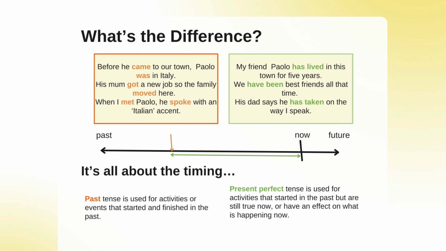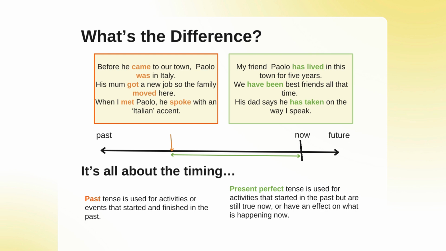When I met Paolo, he spoke with an Italian accent. So I met Paolo in the past. Now I know him, but I met him in the past. And when I met him initially, he spoke with an Italian accent at that time. Now let's look at the present perfect examples.